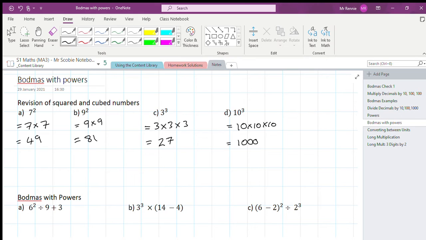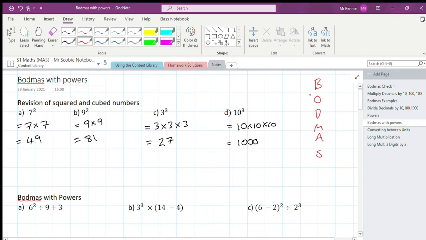So let's have a look at how we can answer some questions, but I'm going to remind us what Bodmas is. At the top of your page, or when you try these worksheets for these questions, it's normally a good idea to write down what Bodmas is. So Bodmas, remember B stands for brackets, O stands for order, and that means powers. We're going to look at powers.